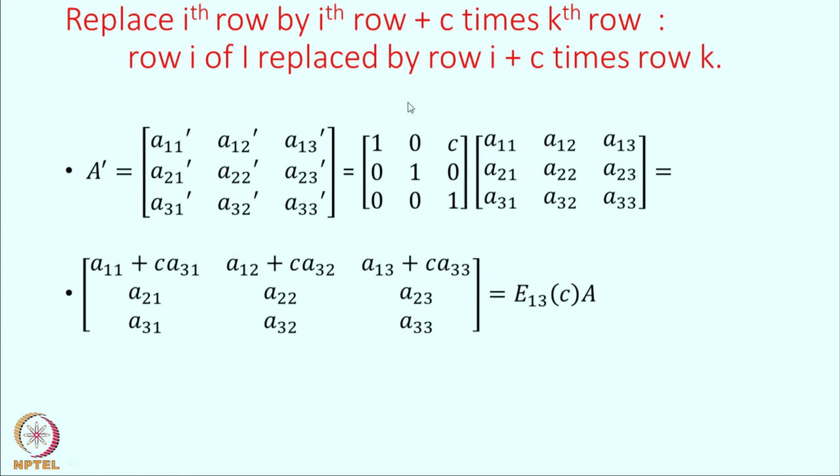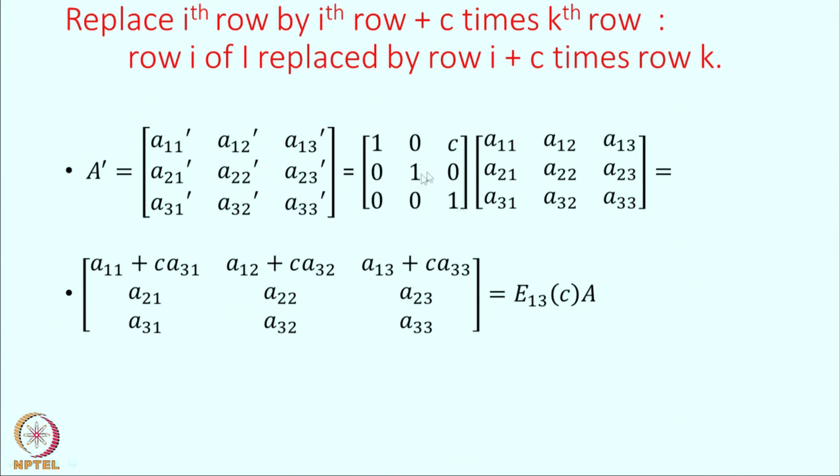So, what have I done here? I have taken the identity matrix. In the identity matrix, I take C times the third row. This is my third row in the identity matrix. Suppose I multiply it by C, so I will have 0 0 C. That I have added to the first row, that is, C times the third row is added to the first row. This is for the identity matrix.